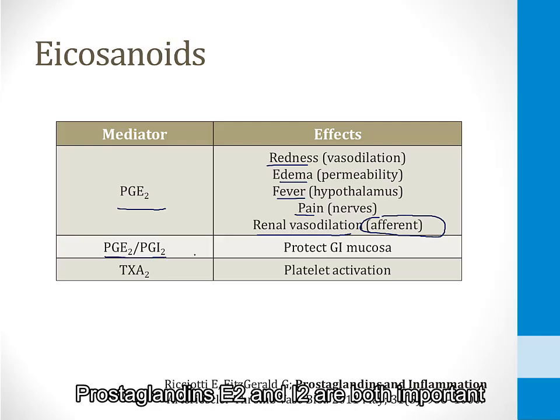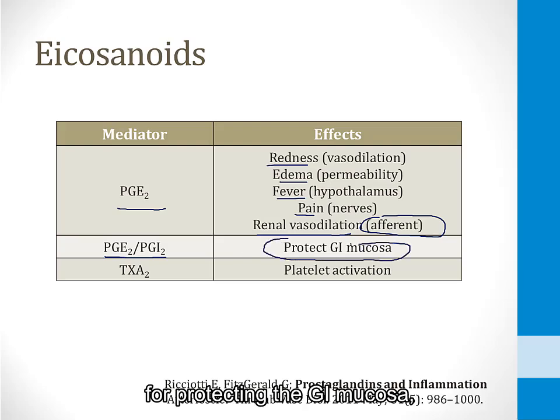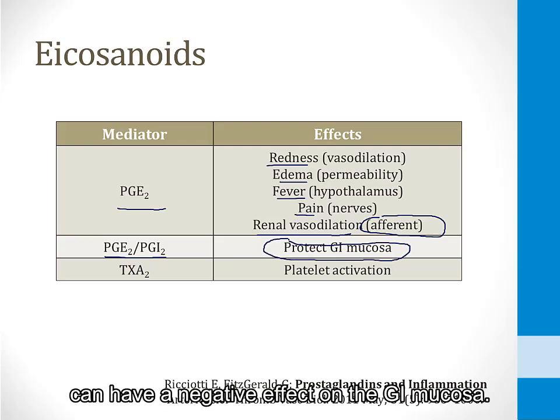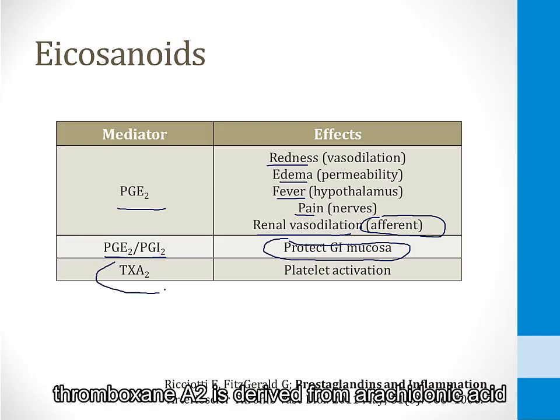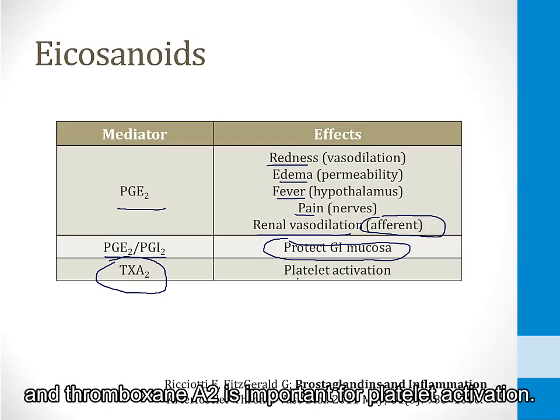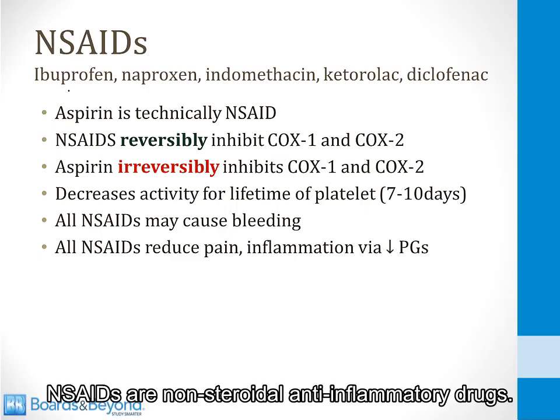Prostaglandins E2 and I2 are both important for protecting the GI mucosa, and this is the reason that aspirin can have a negative effect on the GI mucosa. And then, as we talked about before, thromboxane A2 is derived from arachidonic acid via cyclooxygenase, and thromboxane A2 is important for platelet activation. NSAIDs are non-steroidal anti-inflammatory drugs.